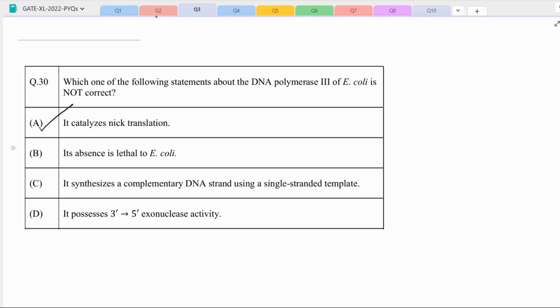DNA polymerase 3 of E. coli does not do this job. However, its absence is lethal to E. coli, and it synthesizes a cDNA strand using a single strand template, and also has a 3' to 5' exonuclease activity for proofreading. So the correct answer here is option A. So these are a few facts that are vital to remember so that it becomes easier to answer these questions.